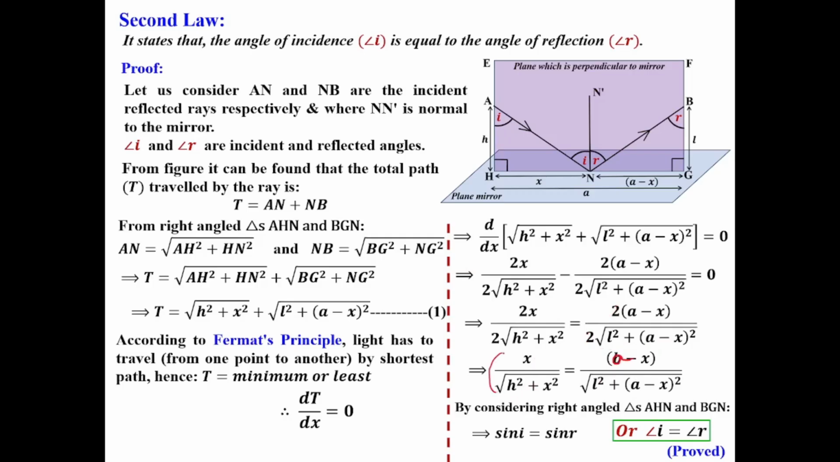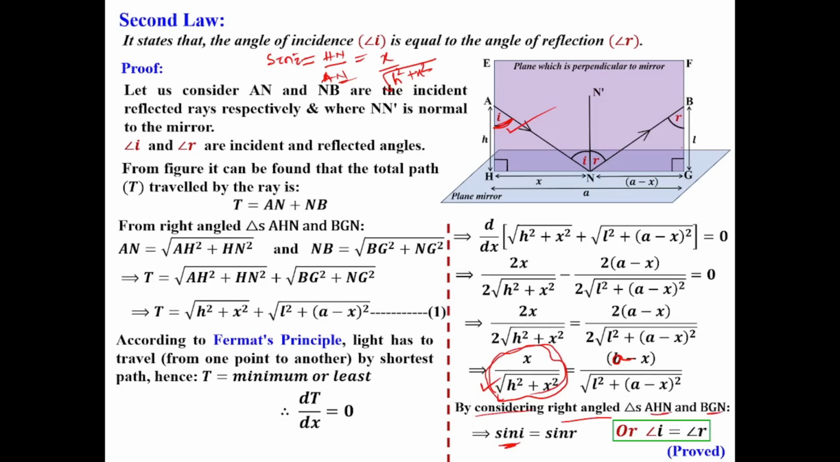Here this one value, if I consider this triangle AHN, suppose I consider sine i, here this is the theta, sine i will be equal to this distance HN by AN, right? HN is nothing but your x, and AN is nothing but the square root of h square plus x square, as I have written. So this is nothing but your sine i. I wrote the same by considering the right angle triangles AHN and BGN.